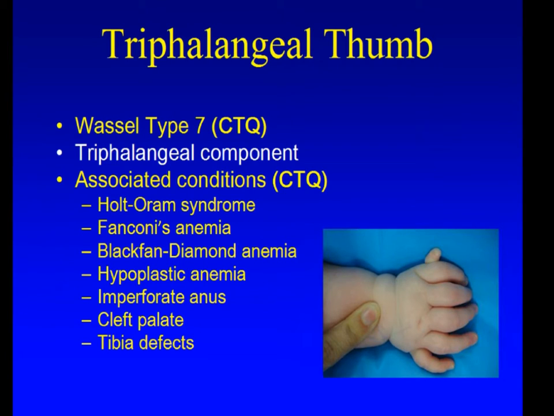There also has been a modification to the Wassel Classification system that came out later, and that was to add the Wassel Type VII, which is a triphalangeal thumb. This is a funky thumb. So when you see triphalangeal thumbs, you have to think about potentially there being another associated condition. And these are just a list of some of the more common ones. But just keep that in mind, okay? If you see 7 in there instead of 6, that's a funky thumb.